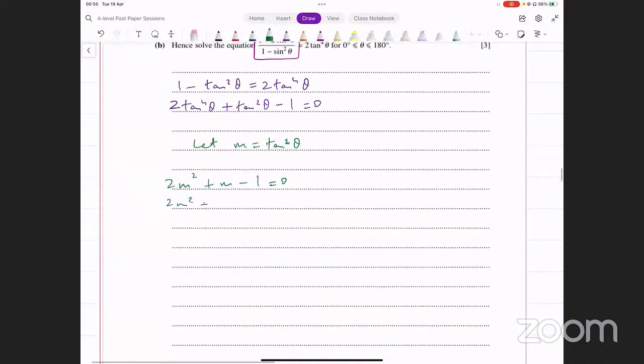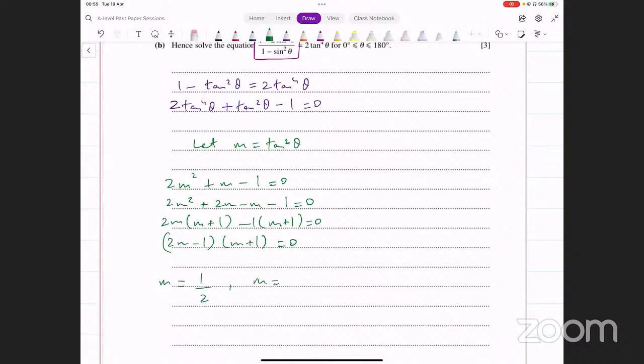It's going to be 2m square plus 2m minus m minus 1 equals 0. From the first two terms, we have m plus 1 as common. From here, we get m plus 1 again. And then that gives us 2m minus 1 into m plus 1 equals 0. m equals 1/2 or m equals minus 1. These are the two values of m that we're getting here.